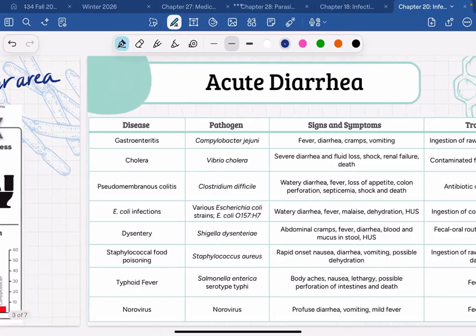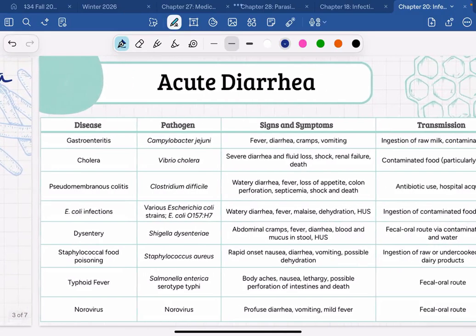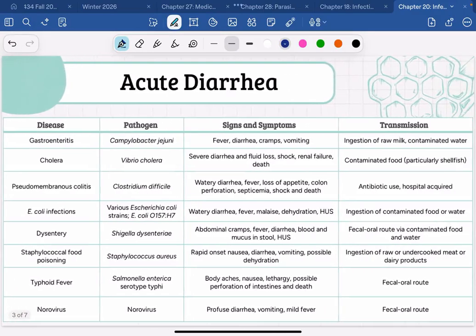The thing to remember about Campylobacter is that it is particularly associated with farm animals. And Campylobacter in particular is transmitted through the ingestion of raw milk or raw food products associated with farm animals. So it can also be contaminated water if you're on a farm and there's a cow pooping in the water source. You can also get Campylobacter that way.